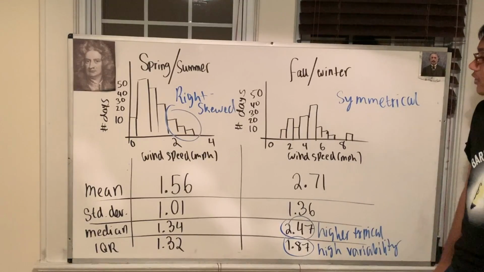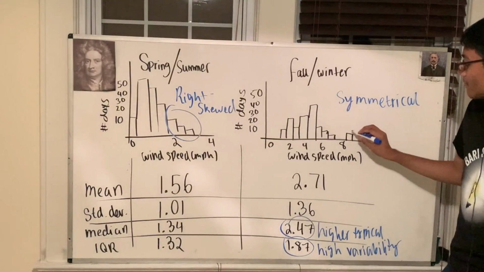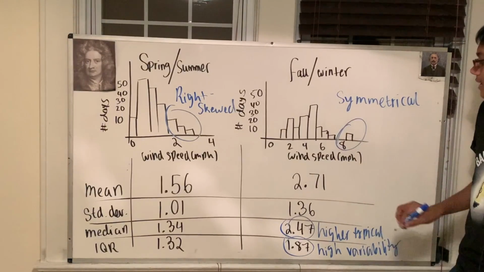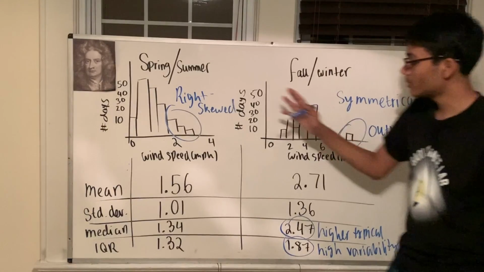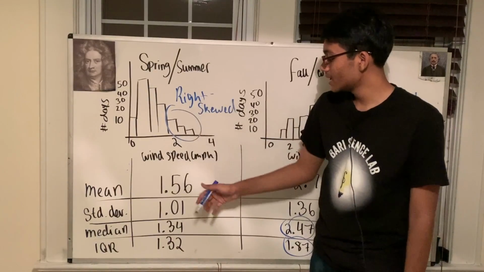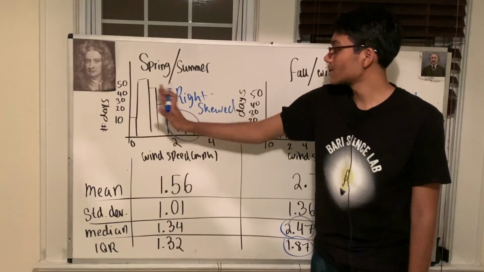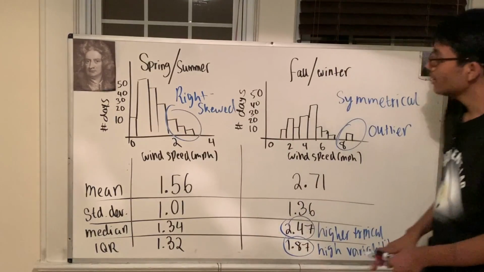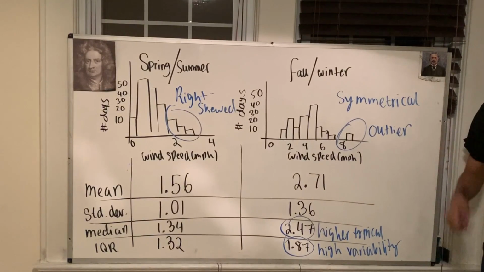And you look at the mean for fall and winter, clearly the mean here is pulled to the right by this extremely high outlier. Whereas for spring and summer, there's no such outliers, and most of the data is concentrated in this lower left region. Okay, so that's how you can compare these two distributions. Now let's go ahead and check out some more.